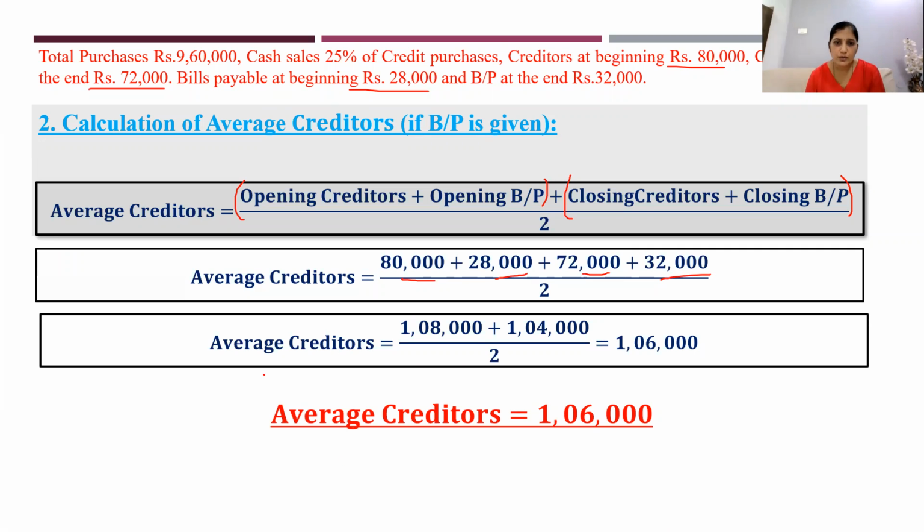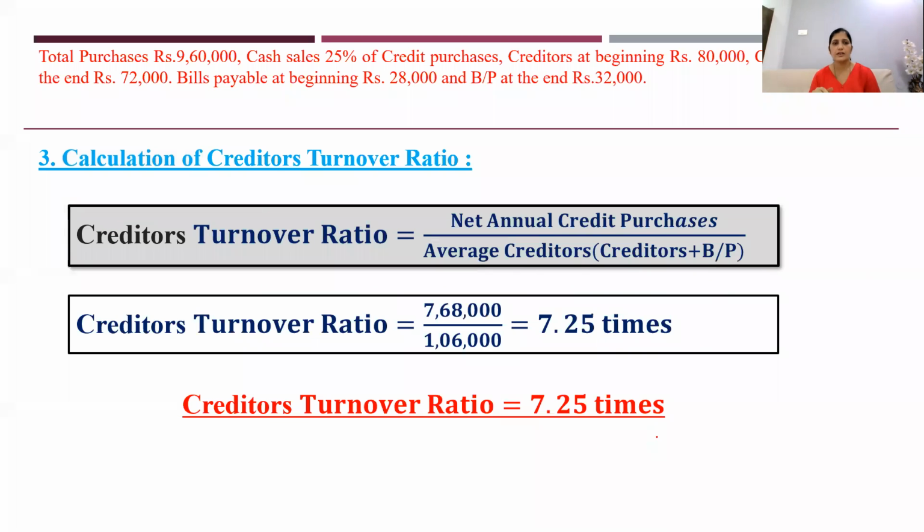Okay. So now what I have done is I have added these two. 80,000 plus 28,000, I have got 1,08,000. 72,000 plus 32,000, I have got 1,04,000, divided by 2. I will get 1,06,000. When I divide it by 2, I am getting 1,06,000. So average creditors is 1,06,000. Okay. And go for next.